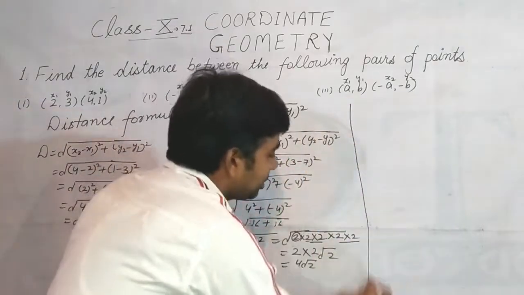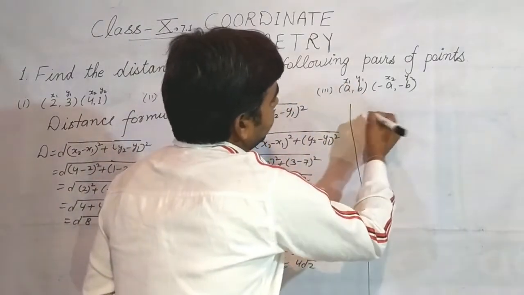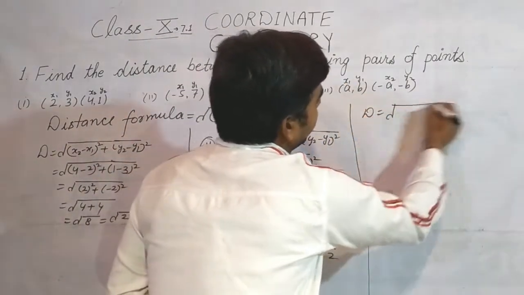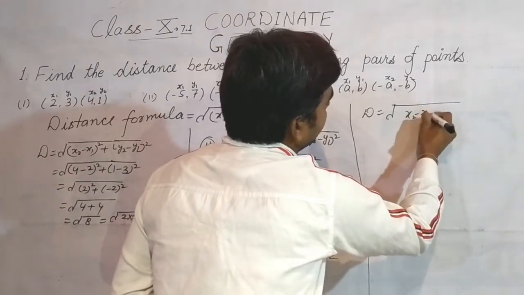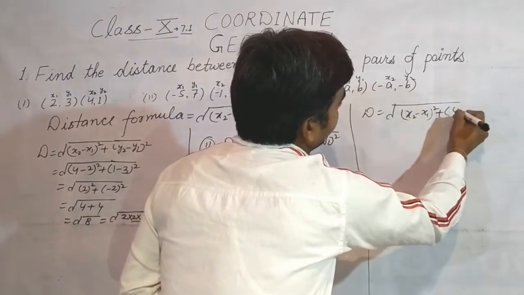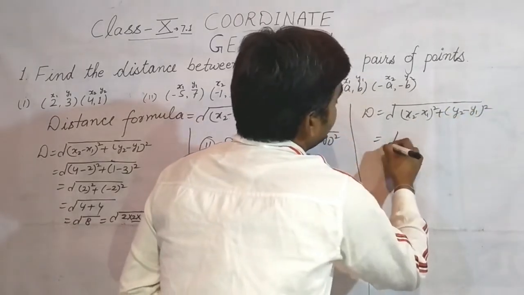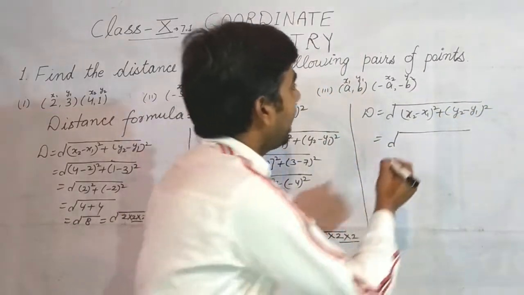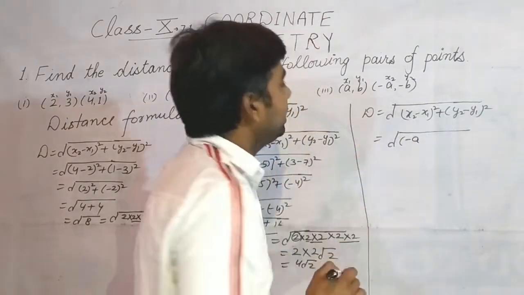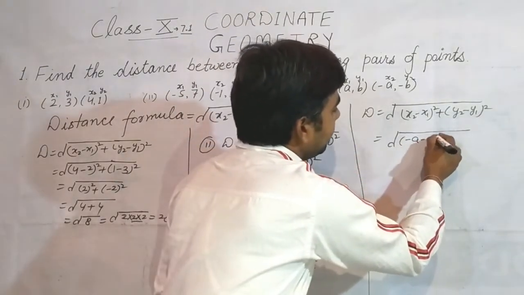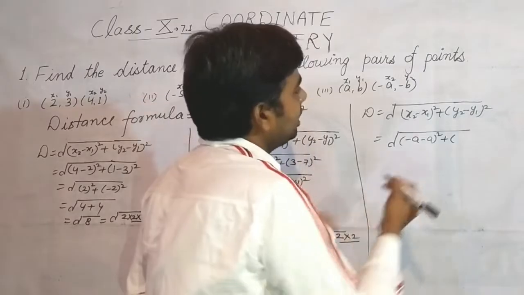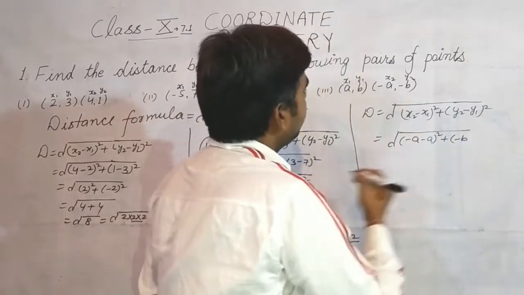Now the time is to do question number 3. First of all we are required to write down the distance formula. What is the distance formula? Tell me. This is the distance formula. Do you know? Tell me, what is x2? x2 is minus a. What is x1? x1 is minus a whole square. y2, what is y2? Minus b. What is y1? Minus b.